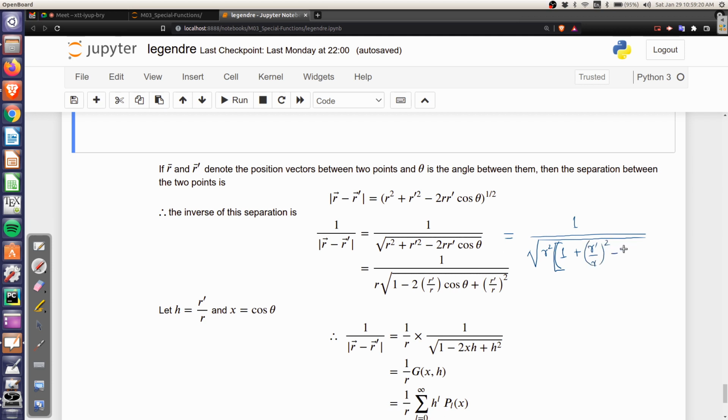Then the next term will be 2. We are taking r square common, so we have to divide by r square. So 1 r from the numerator will get cancelled out. So we are just going to have r prime by r into cos theta. This is what we will get. Now if I take this r square outside the root, we are going to get an r here. And what is left behind is this entire thing. So under root 1 minus 2 r prime by r into cos theta plus r prime by r whole square. Is this clear? This step, is this understood?